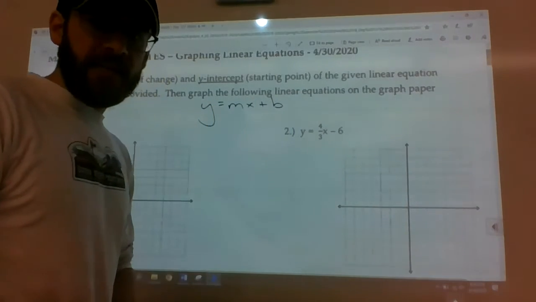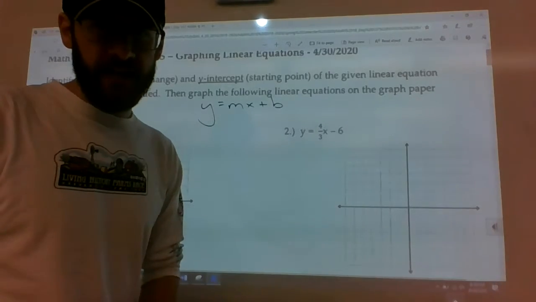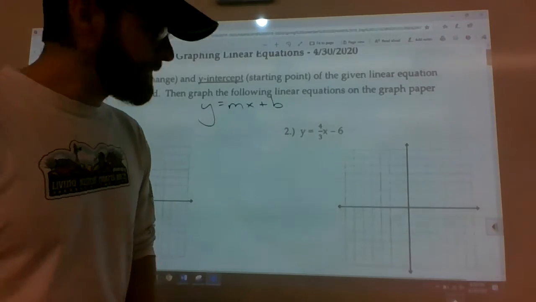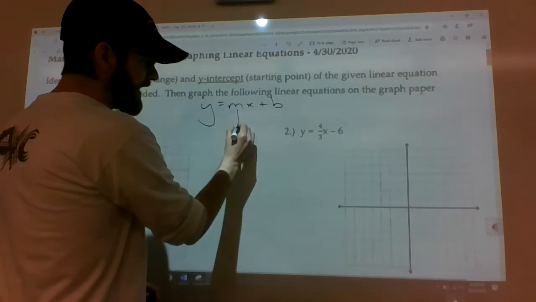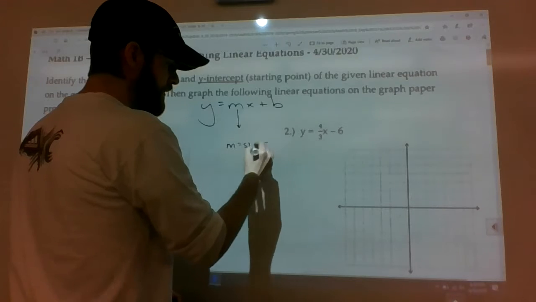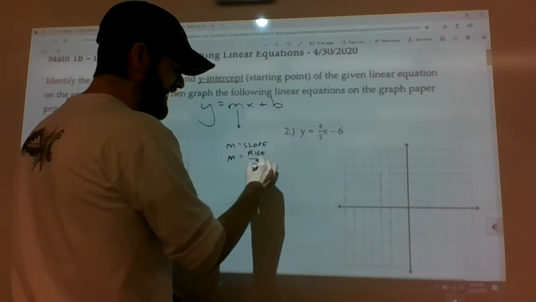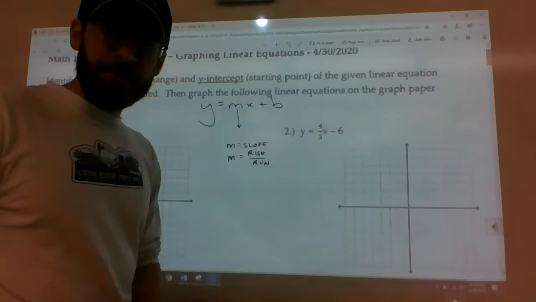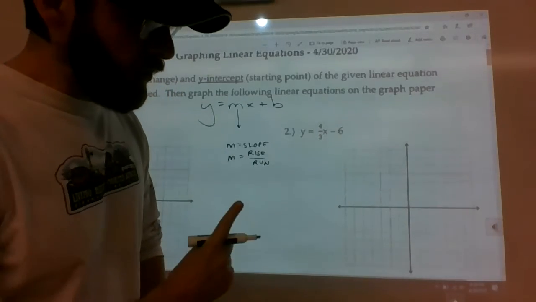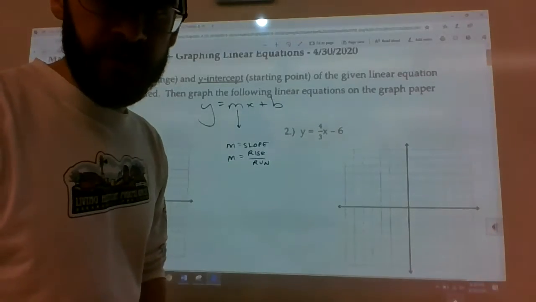First thing I want to highlight is that every equation should have this as sort of like its standard default setting. When you have y by itself, the number in front of x represents the slope, also known as the rise over run. That's kind of telling us how steep the line will be, how far it will go up or down, and then left or right. You'll see how that plays into this when we go through an example.